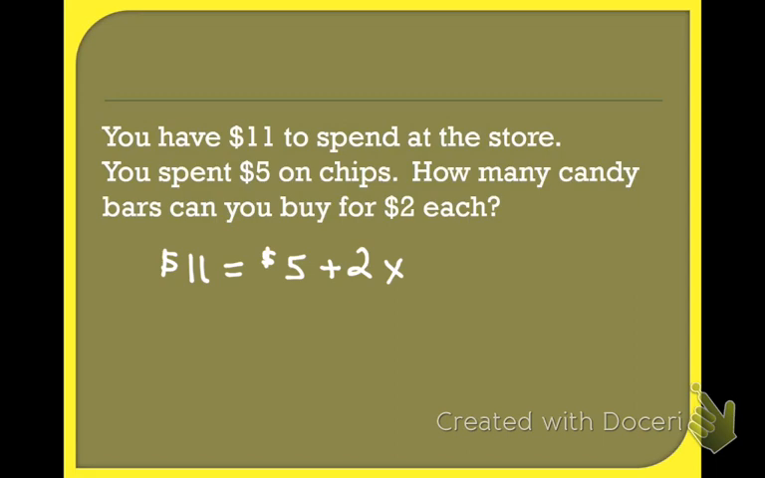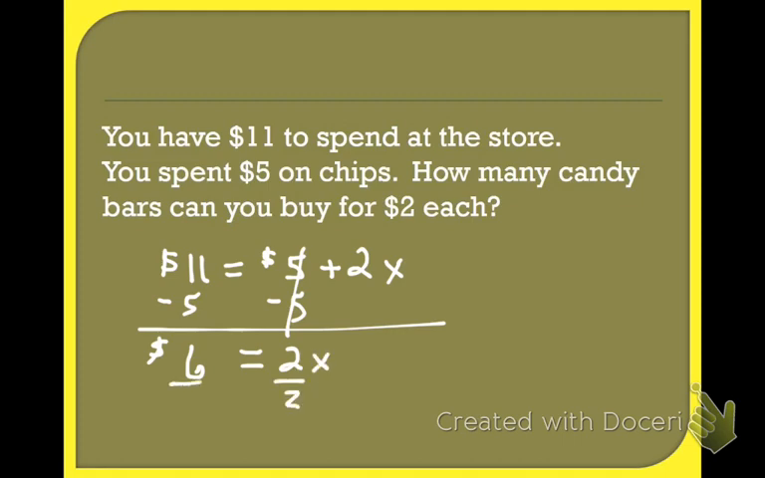So you could have worked it out just like this. $11 equals $5 plus 2X. X is the candy bars you're trying to figure out, okay? So I get rid of that $5. I got to get rid of it on this side to be fair. Then I'm left with $6 equals, this cancels out, 2X. I got to divide by 2 over here, divide by 2 over here. This cancels out. And 6 divided by 2 equals what? X equals 3. 3 candy bars.